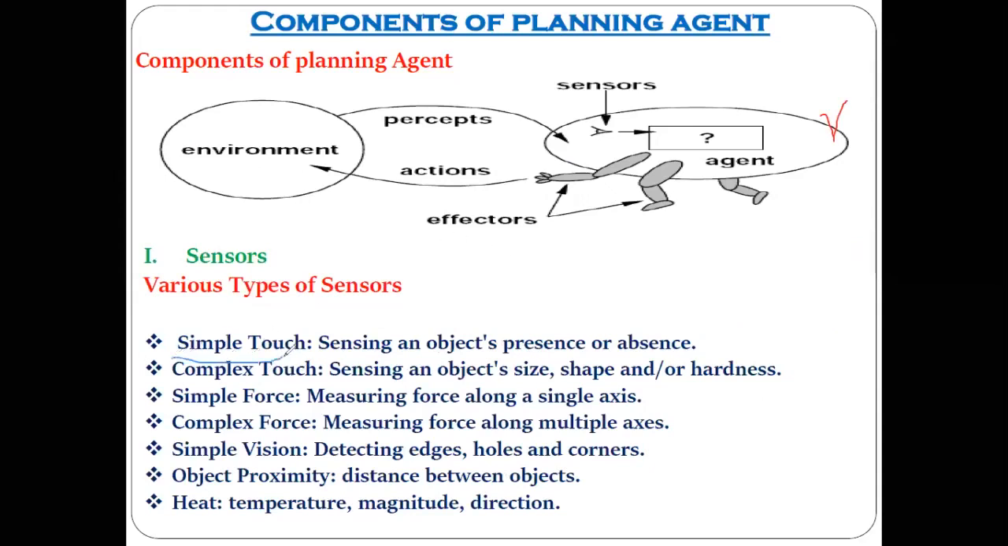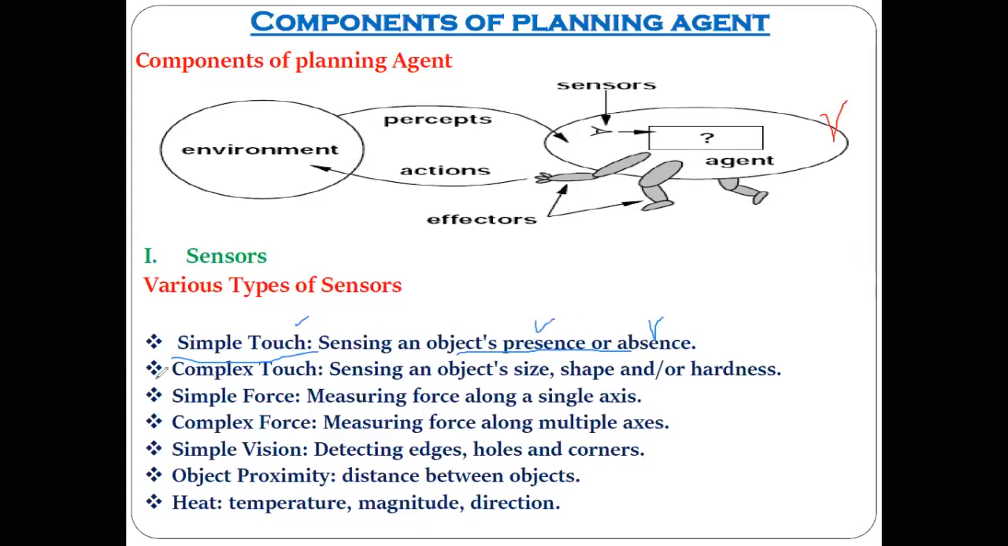For example, the simple touch sensor. A simple touch sensor can give you the idea or sense about the presence of some object. Correct? From touching, you can recognize whether something is there or not. So simple touch simply gives you the idea whether some object is there or not.